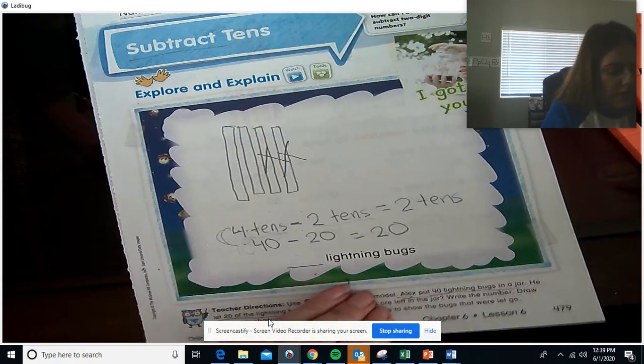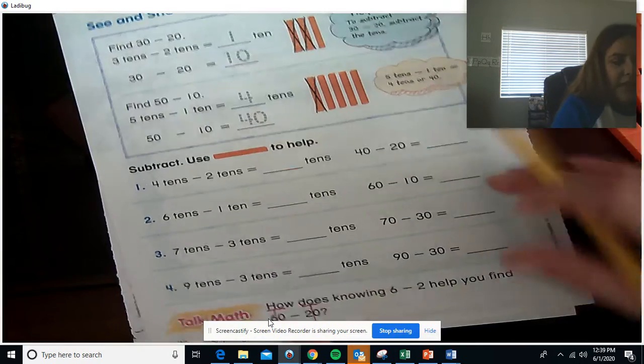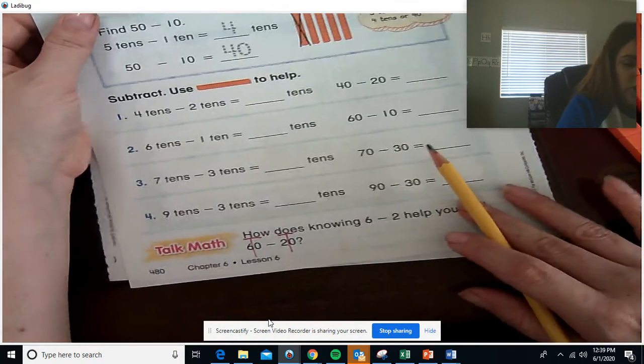Okay, let's turn the page to 480. Page 480.